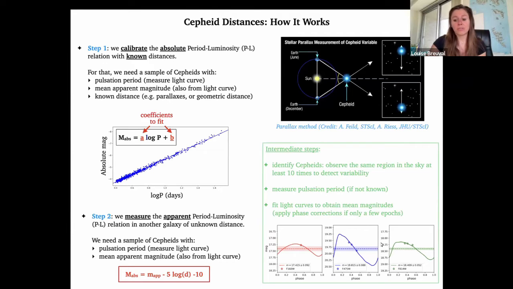And sometimes we don't have full light curves, but we only have a few data points, for example, like this. So what we do is we use previously measured light curves in other galaxies, and we use them as templates to fit these data points. So it's not always easy, but these are super important steps in the measurements.